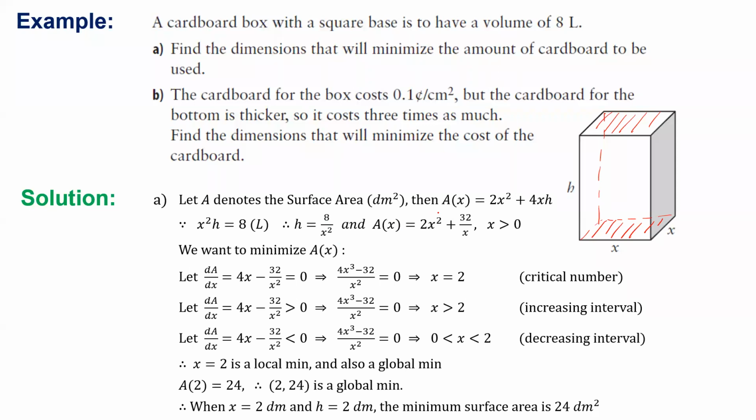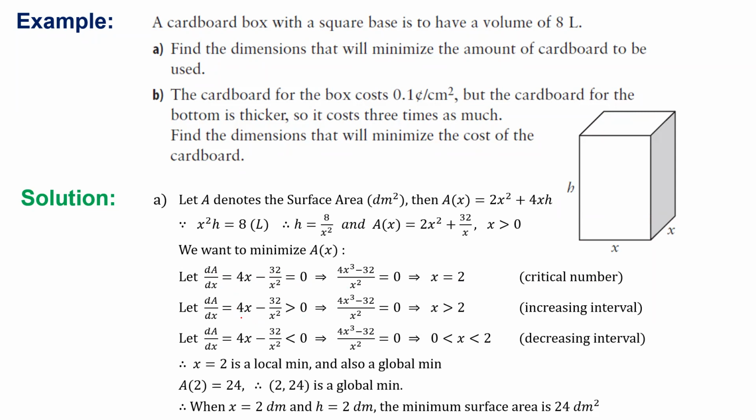Then substitute h using this expression. A(x) is a function of x, which is 2x squared plus 32 over x, where x must be greater than 0. So the task is to minimize A(x) with respect to x. First of all, we find its first derivative: dA/dx equals 4x minus 32 over x squared. We let the first derivative be 0 and find x is 2. This is a critical number.